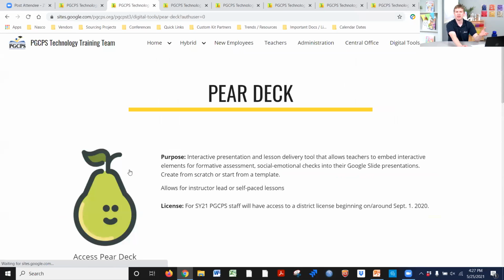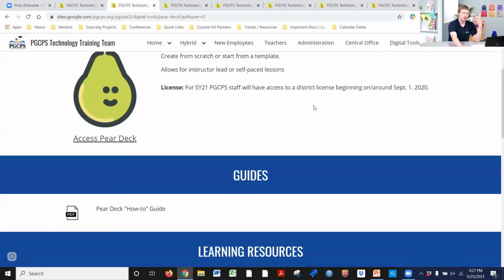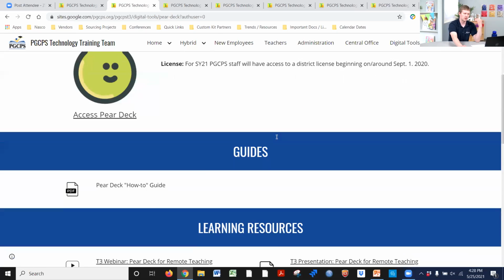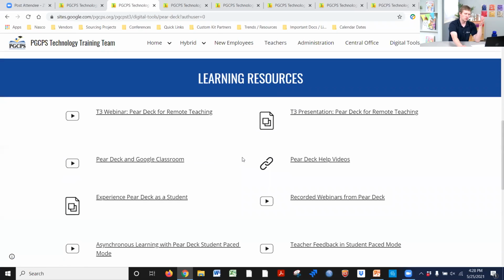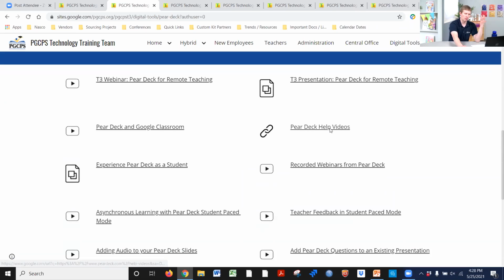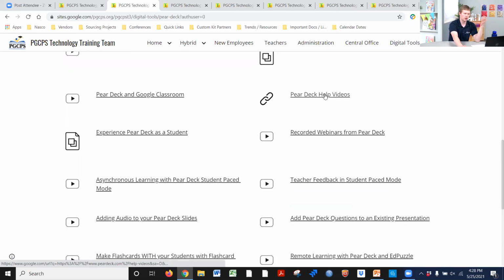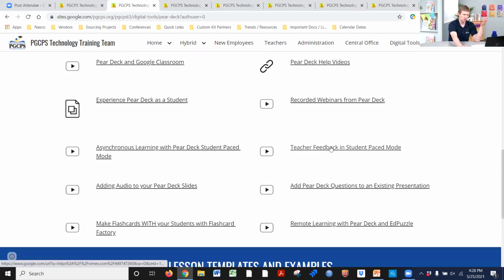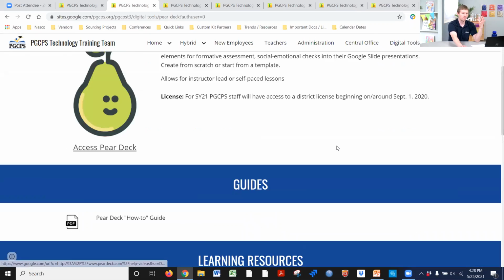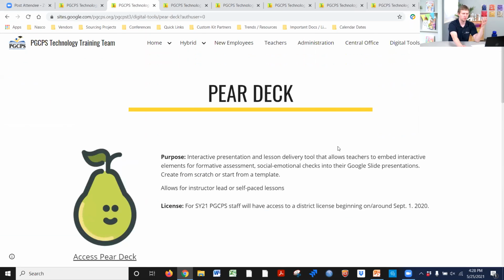Then you can jump in here and say, okay, maybe I want to use Pear Deck. What is Pear Deck? What's the purpose? They happen to have a license for their staff, but then there's a how-to guide. Then we get into little webinars. Here's a Pear Deck webinar and help videos, using Pear Deck with student-paced information. So there's just a plethora of information here ready for you to utilize, within just one website. And I'm going to be able to provide that for you as well.